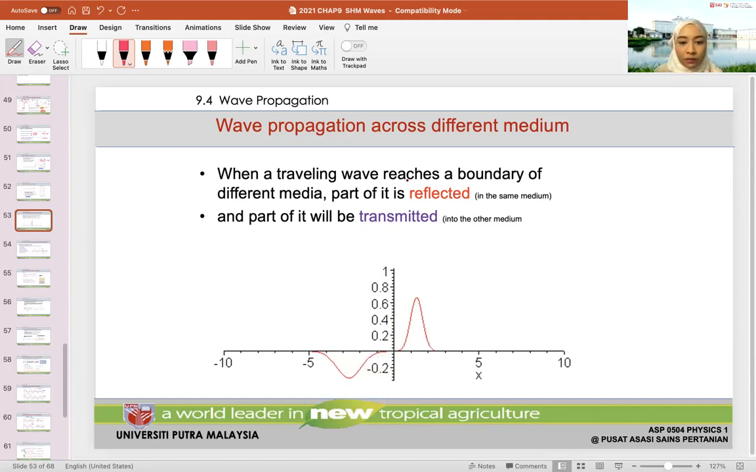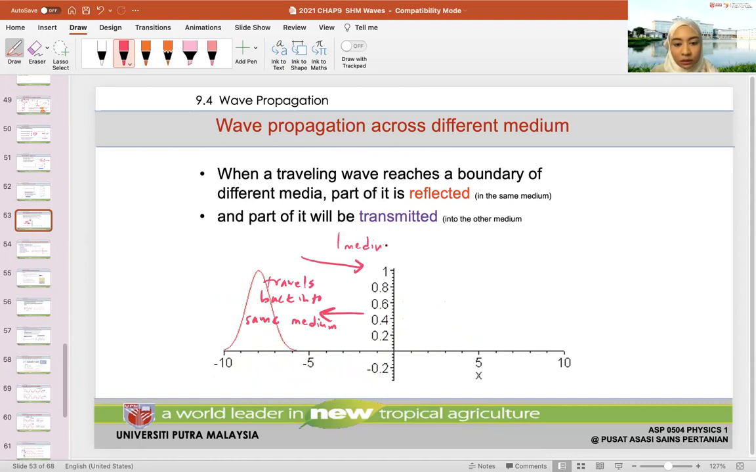So when a traveling wave reaches a boundary of different media, part of it is reflected. And when it is reflected, it travels back into the same medium. And kalau transmission, it means that it travels from one medium, let's say this is medium one, and this is going to be medium two. It has to have different properties. Tu wajib. If you say that there is a boundary, the boundary has to be between two different mediums.